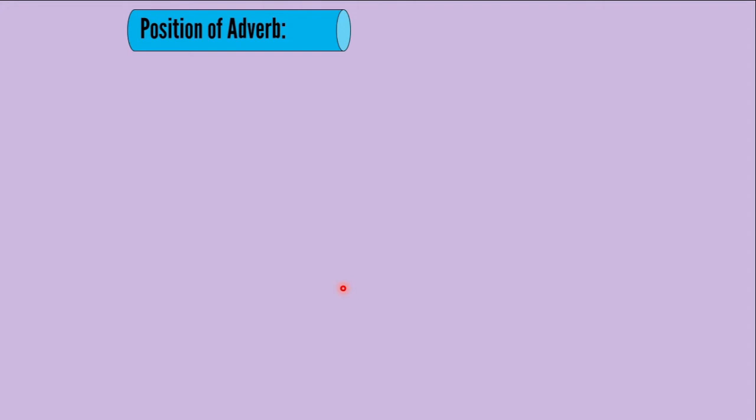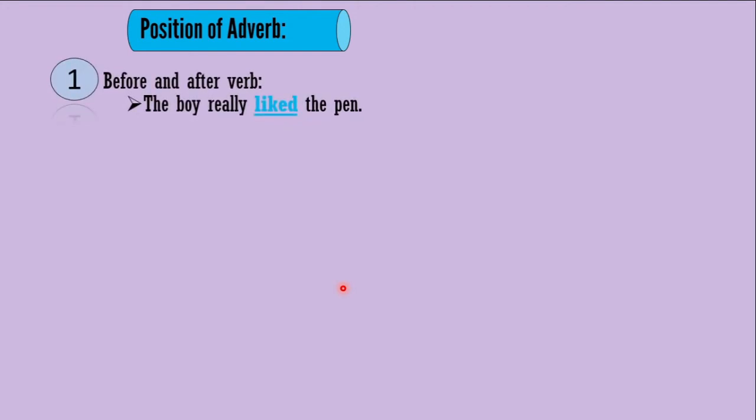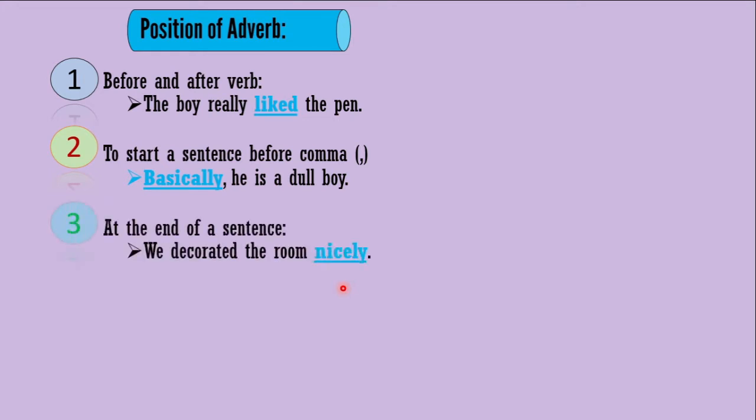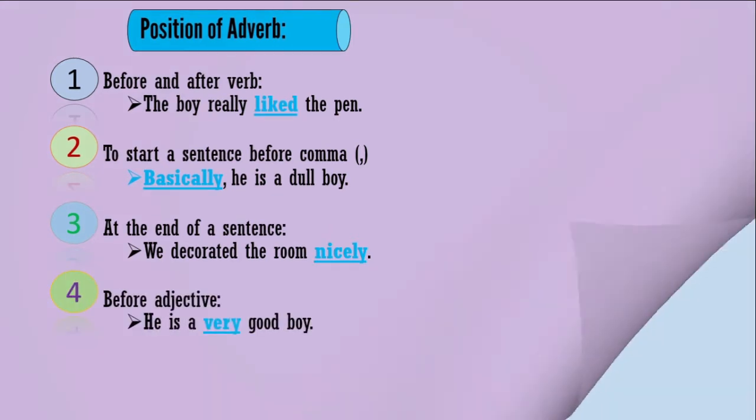So here is the position of adverb. Before and after the words, the boy really liked the pen. To start a sentence before comma, basically. At the end of the sentence, we decorated the room nicely. Before adjective, he is a very good boy.